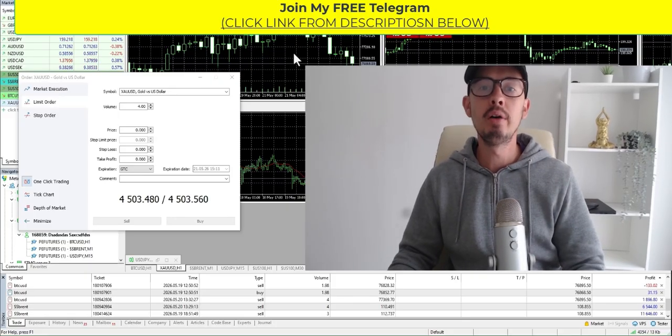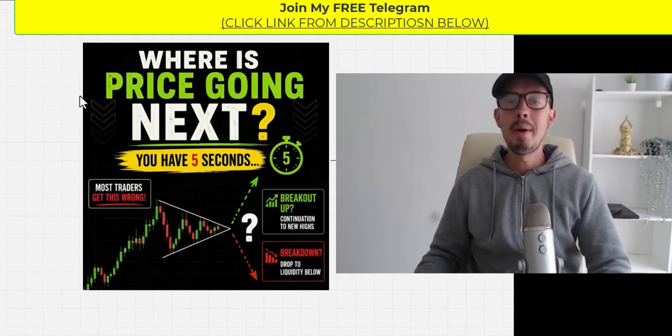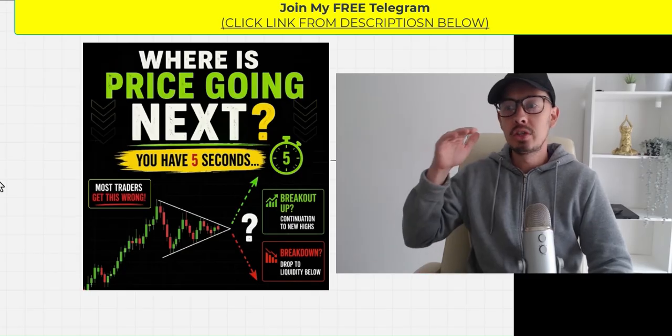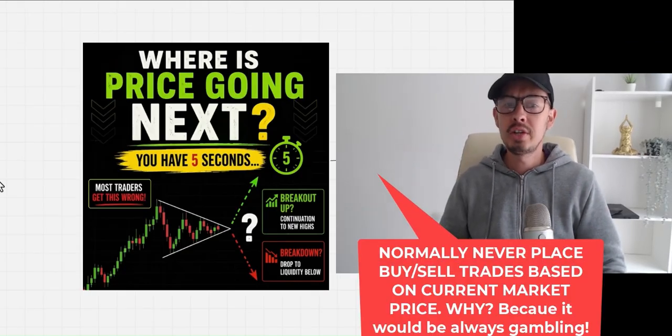So what are the five order types? In order to make money in trading, we are basically speculating on the markets and predicting where the market is going to go next. Up or down. That's it. So where is the price going to go next? Look at this picture. Is it going to go up or down?